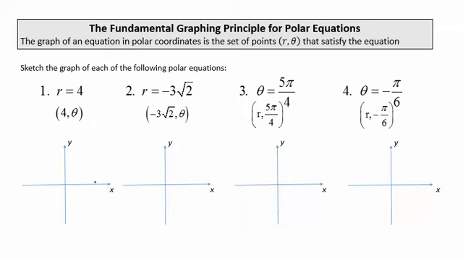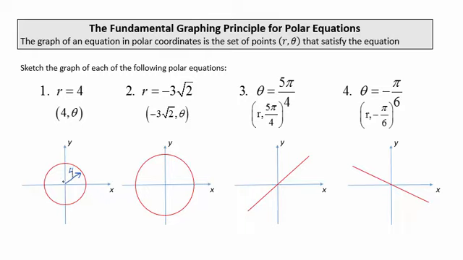This would describe all the points that are 4 units from the origin. It would be a circle of radius 4.